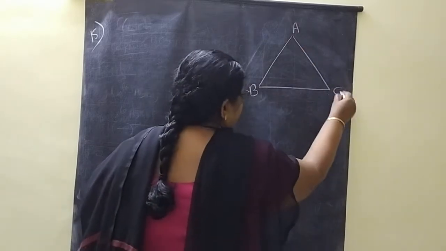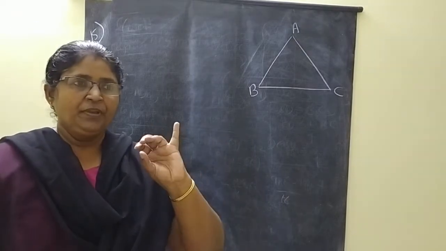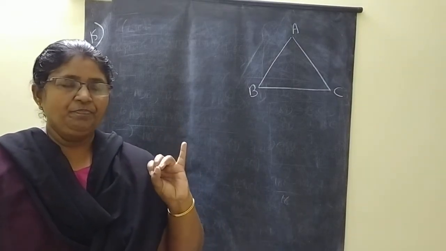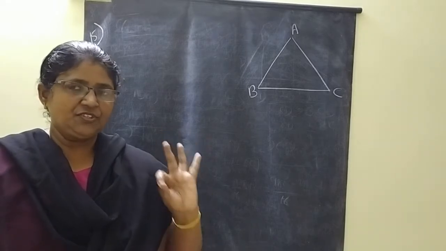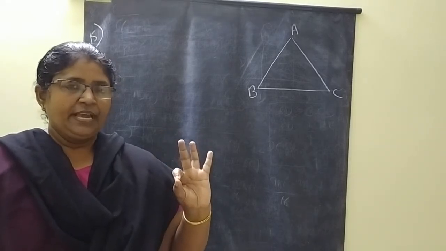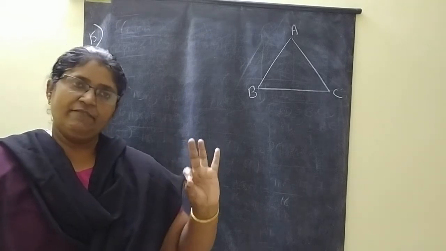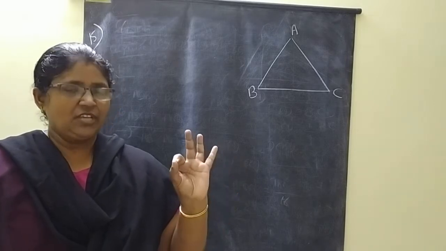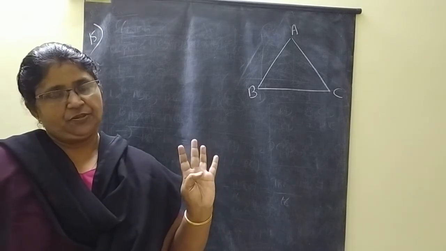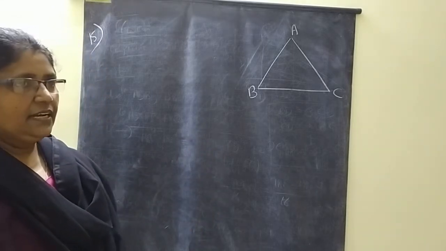You know equilateral triangle. What are the properties once again? All the sides equal, all the angles equal, each angle 60 degree. There are 3 altitudes and there are 3 medians, everything same. Altitudes and medians are the same line segment. So these are the properties of equilateral triangle.